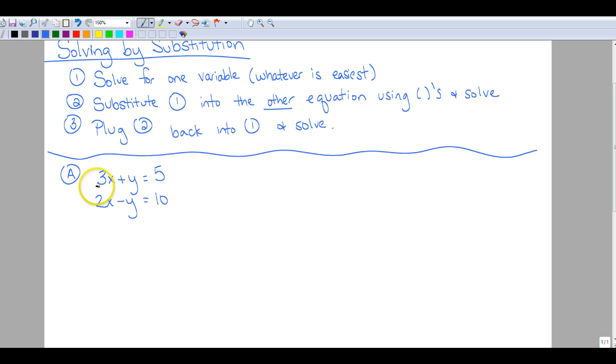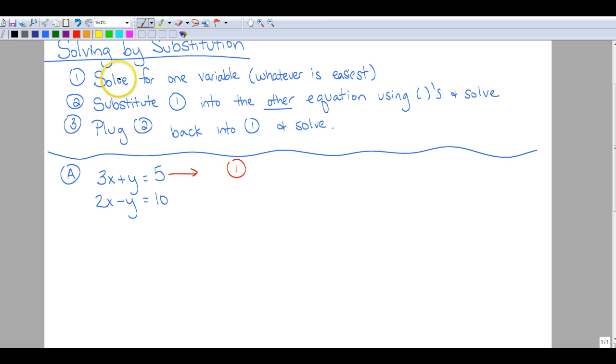So I wouldn't solve for x here because eventually you're going to have to divide stuff by 3, and 5 divided by 3 would be a fraction. Same thing here, you'd have to divide stuff by 2. It's just easier to solve for a variable if it only has a coefficient of 1. So the one that I would recommend solving for is y in the first equation. So that's going to be step number 1.